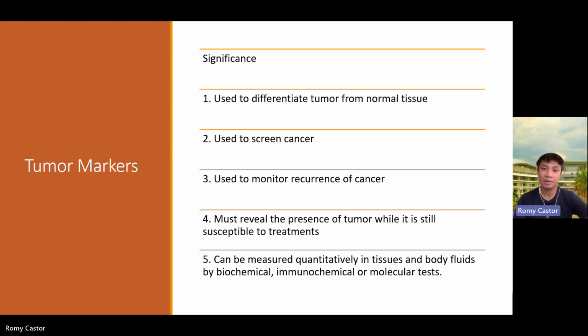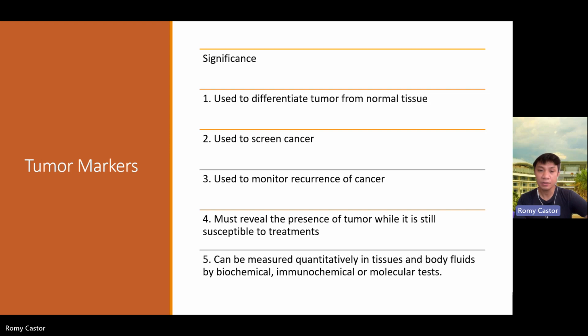The third one, tumor markers are used to monitor the recurrence of the cancer. So we can use the result of the tumor markers to check if the patient is responsive to the treatment. If our patient undergoes treatment, the level of our tumor markers should decrease compared with the baseline before treatment. But in the case that after treatment the level or concentration of the tumor markers is still increasing, most likely the patient is not responsive to the treatment.